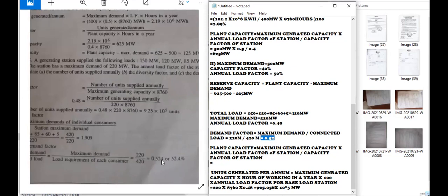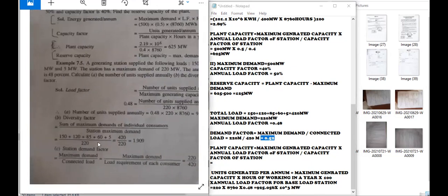So diversity factor is total load over the maximum demand, over this answer we got now. Is that the formula? Let me check it for diversity factor. Do you have a book where you have that formula? I'm just looking at what is written, and it's different from what I've seen in my book.